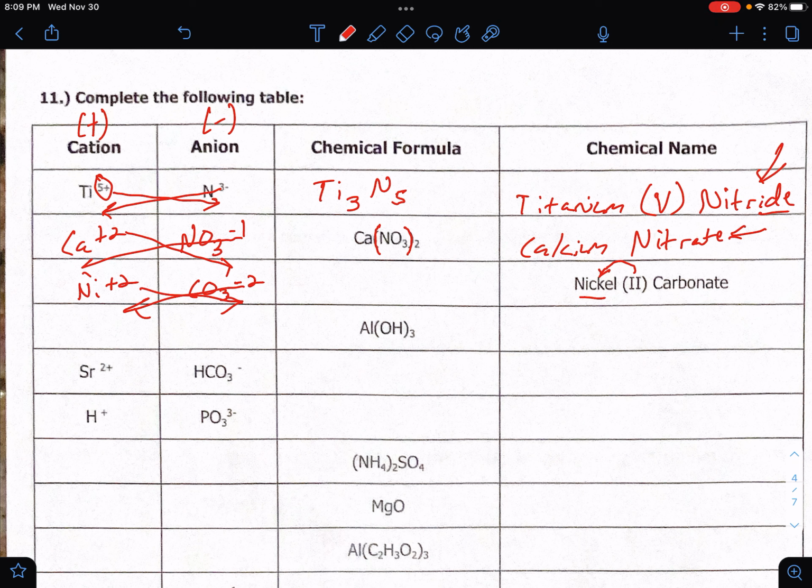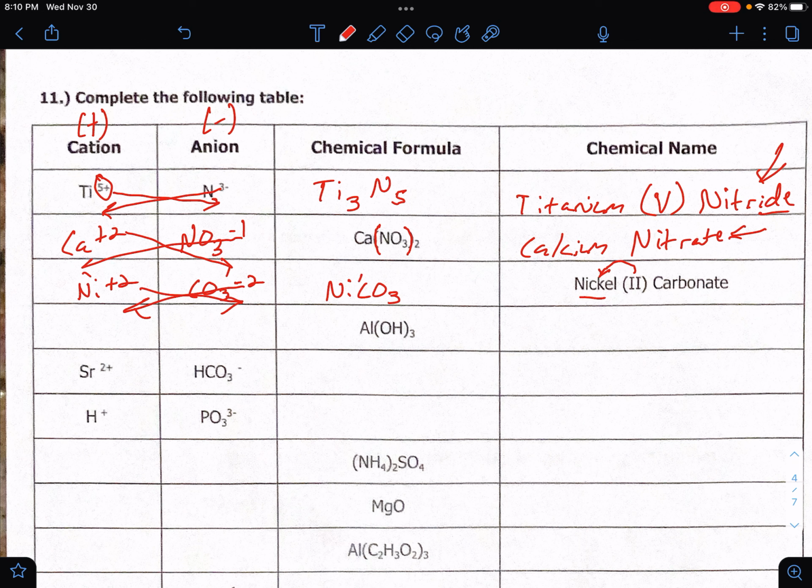So let's just say I did crisscross, and I did Ni2 and CO3 2. Do I need 2 here and 2 here? No, because I can just reduce those. I could simplify it. I wouldn't even need those 2s at all. Okay, so the way I tell my class is if the numbers are already the same, just put them together. You don't even need to crisscross. So that means all I got to do is just put nickel with carbonate.